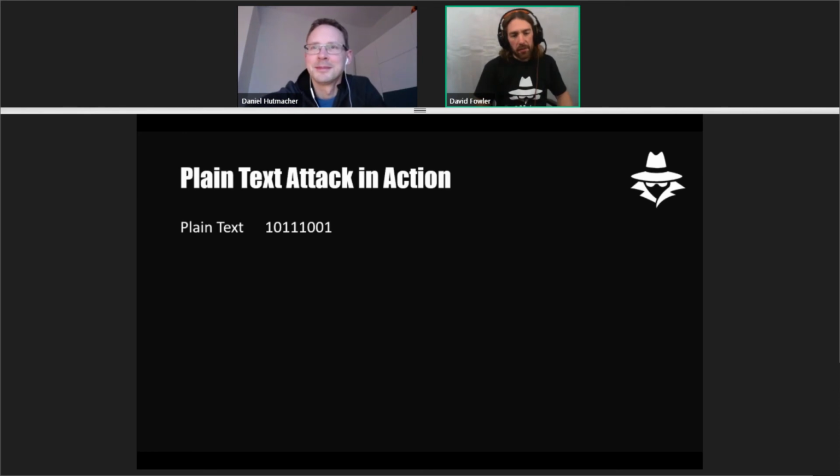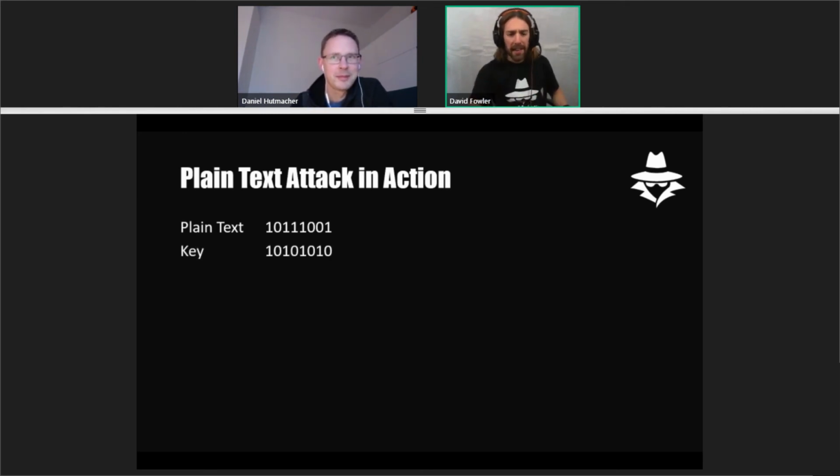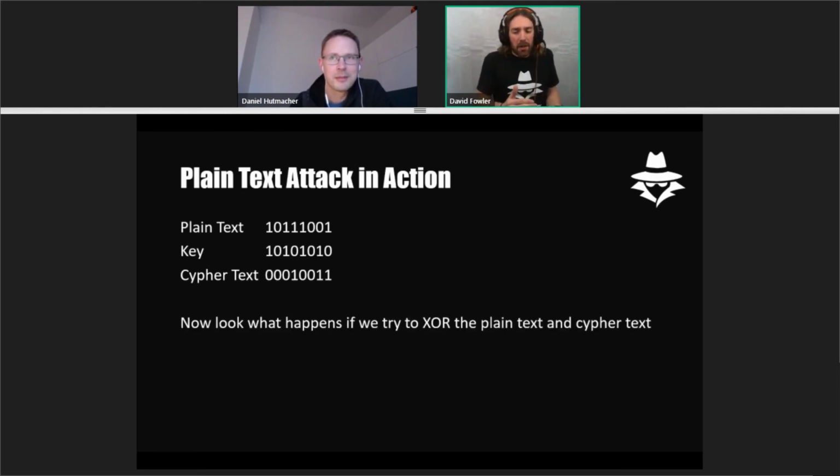Let's start at the plain text 10111001. We'll apply the key 10101010 to that. That gives us the ciphertext 00010011. Now look what happens if we try and XOR the plain text and the ciphertext.